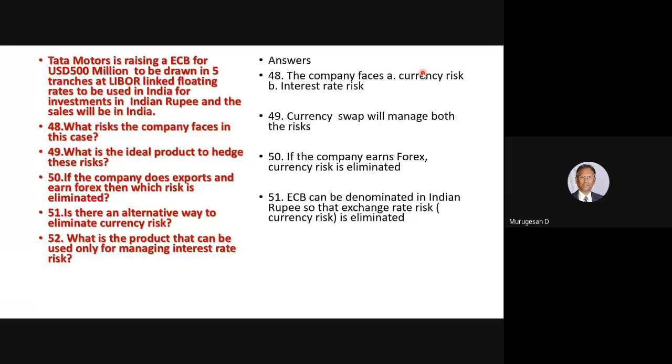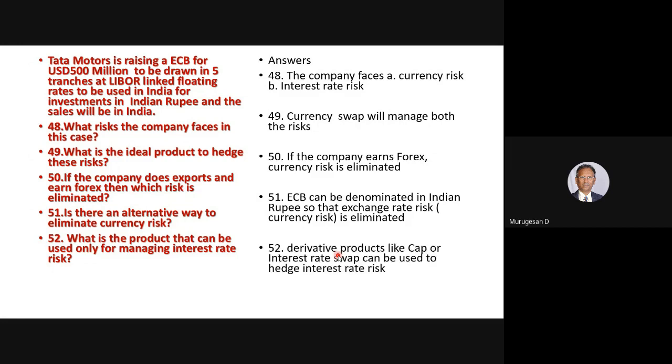Next, question 51. If ECB is denominated in Indian rupee, what risk is eliminated? Again, currency risk is eliminated. Because you have not raised a dollar loan. You have raised a rupee loan. Even from abroad, the risk is passed on to him. But it's a costly loan. Costly. Okay. That's a foreign product, but they will ask in risk management also.